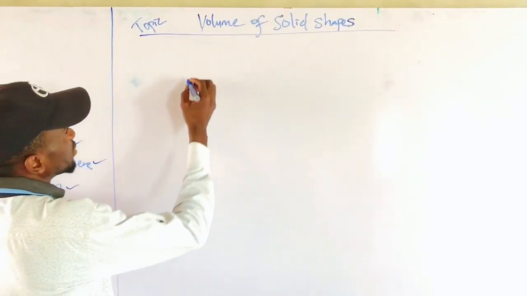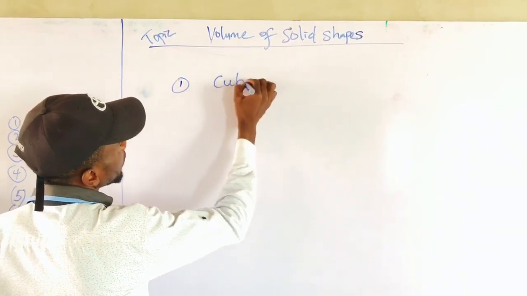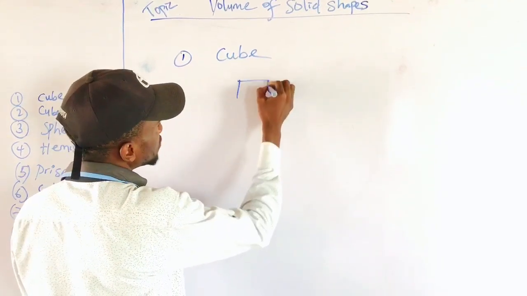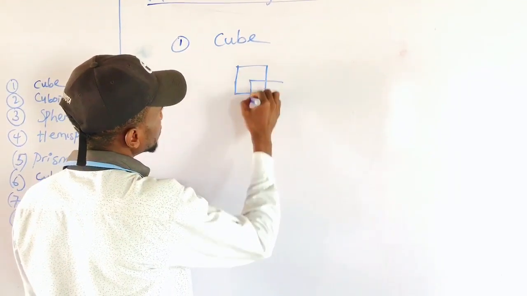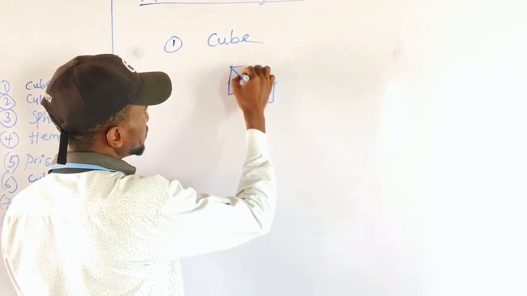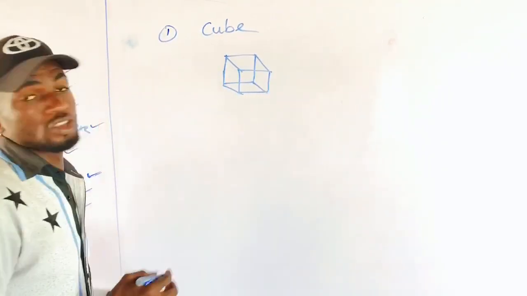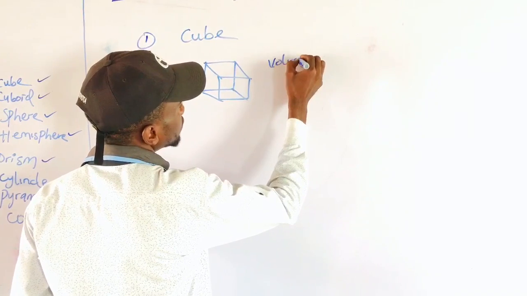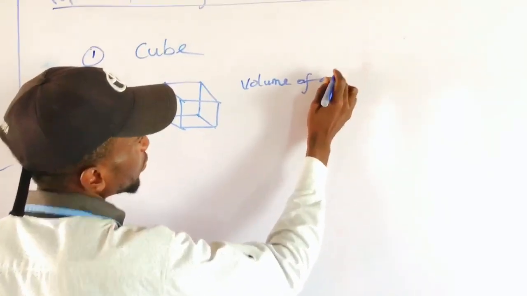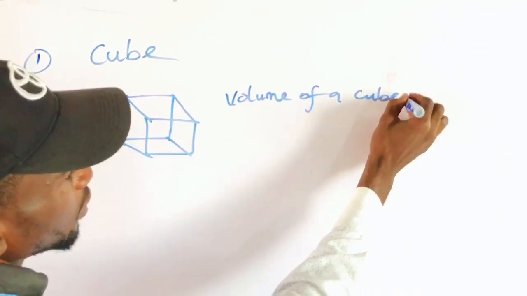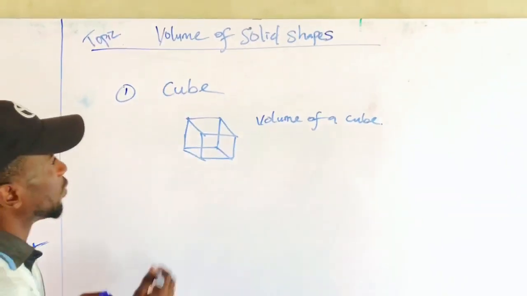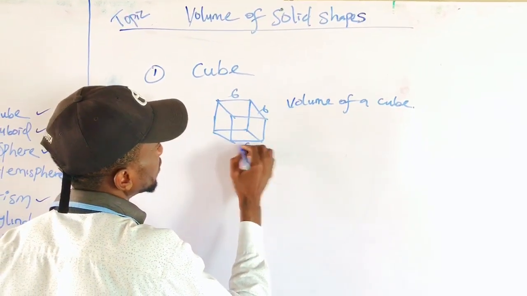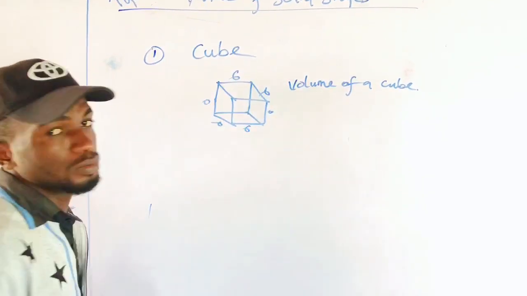The first one is cube. A cube is a solid with 6 faces. All the faces are equal. If we have our cube to be this, this is our cube, and we want to calculate the volume of the cube. All the dimensions are equal. So if we say here is 6, here is 6, here is 6, all the sides of the cube are equal.